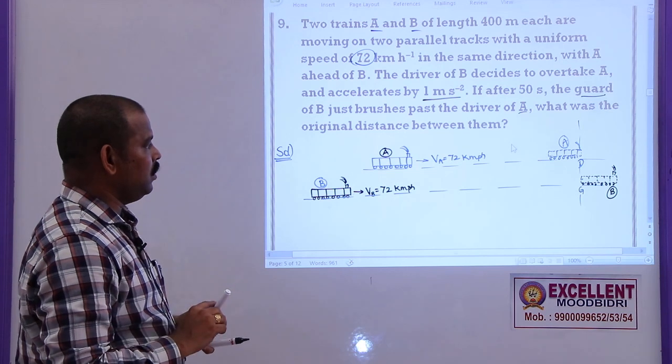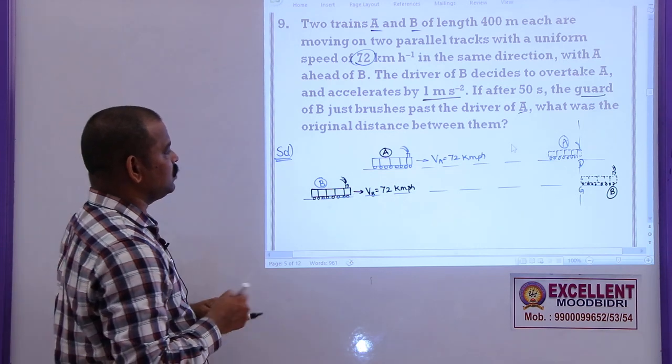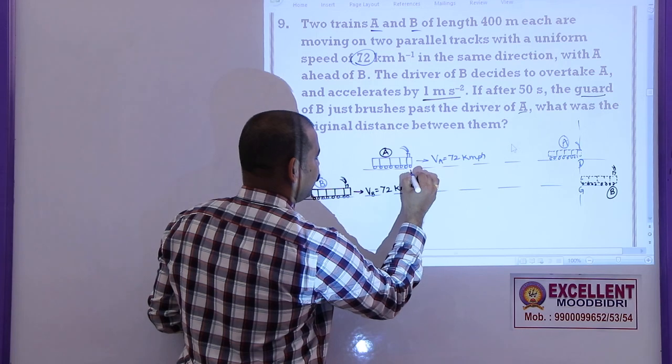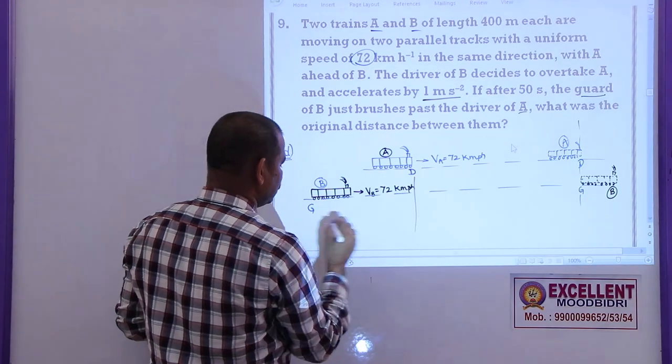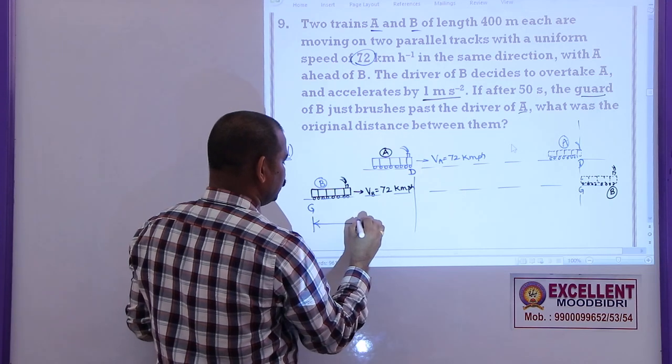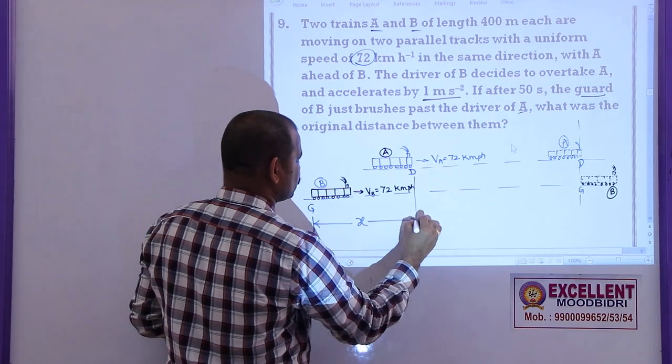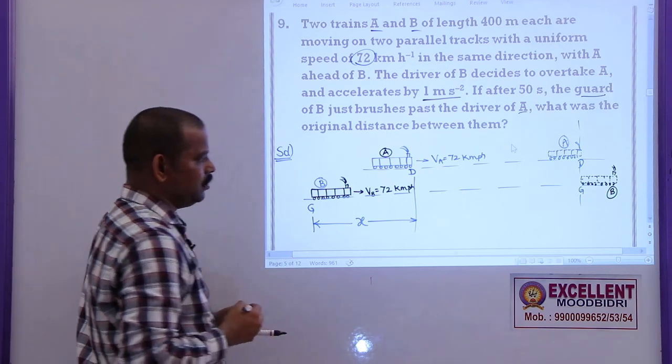Now, they are asking what is the original distance between them. That means the driver of A to the guard of B. They are asking this distance, the original distance between these two. Let me take it as x. So I am finding this x value.